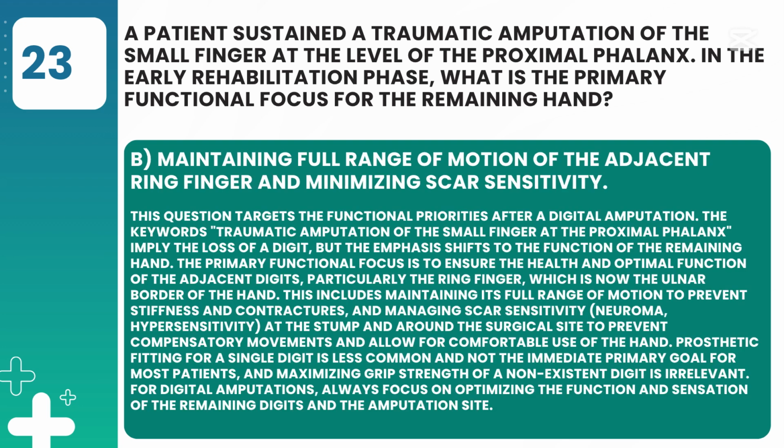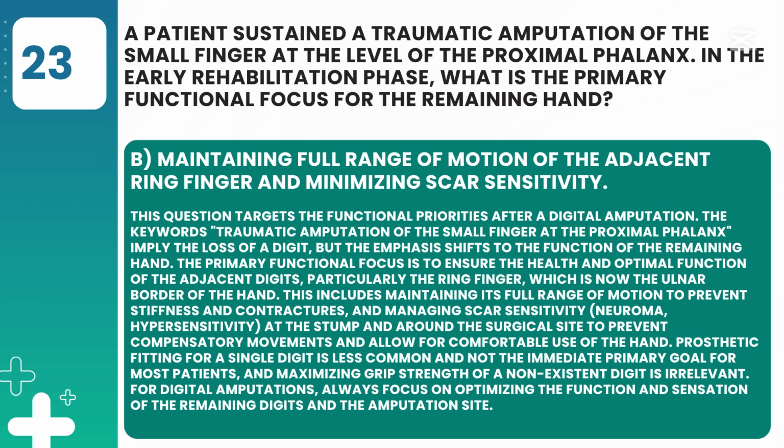Answer: B. Maintaining full range of motion of the adjacent ring finger and minimizing scar sensitivity. This question targets the functional priorities after a digital amputation. The keywords traumatic amputation of the small finger at the proximal phalanx imply the loss of a digit, but the emphasis shifts to the function of the remaining hand. The primary functional focus is to ensure the health and optimal function of the adjacent digits, particularly the ring finger, which is now the ulnar border of the hand.